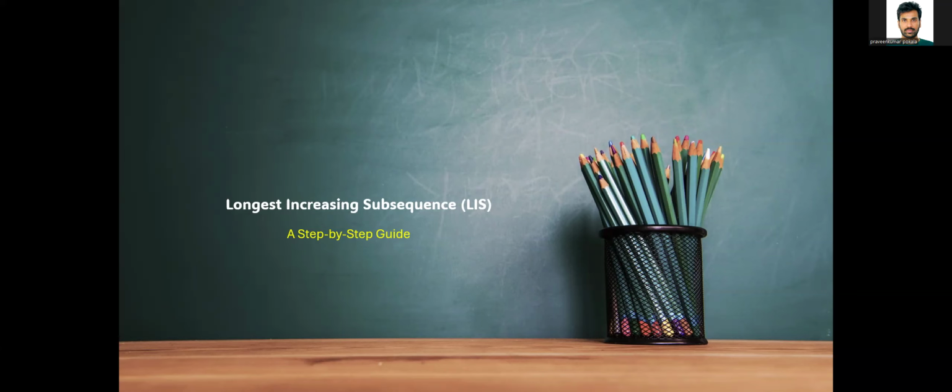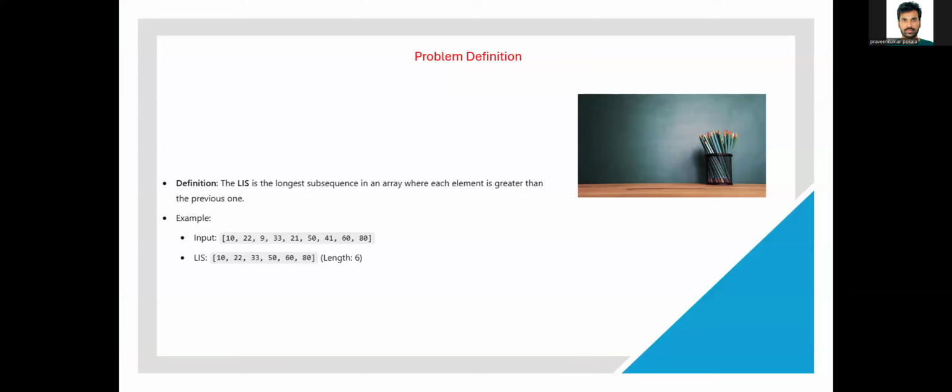Hello everyone. We will be discussing the longest increasing subsequence problem. The problem is to find a subsequence which is a part of the array in the same order, but not necessarily contiguous, where each number is strictly larger than the previous one. Our goal is to find both the length of the longest increasing subsequence as well as the actual subsequence itself. Suppose, for example, you consider this array.